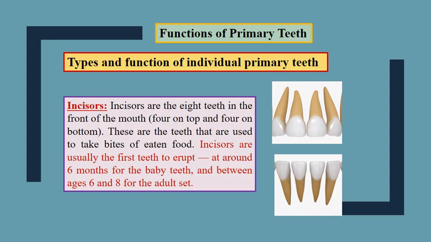Incisors are usually the first teeth to erupt at around 6 months for the baby teeth and between age 6 to 8 for the adult set. إذن هي أول الأسنان طبعا تبدأ في البزوغ بالنسبة للأسنان اللبنية, تبدأ حوالي بالشهر السادس بالنسبة للأسنان اللبنية, وتبزغ بالنسبة للأسنان الدائمية من عمر 6 إلى 8 سنوات.